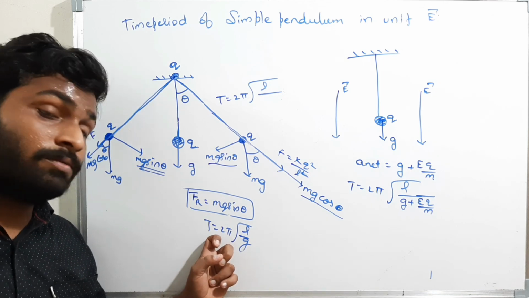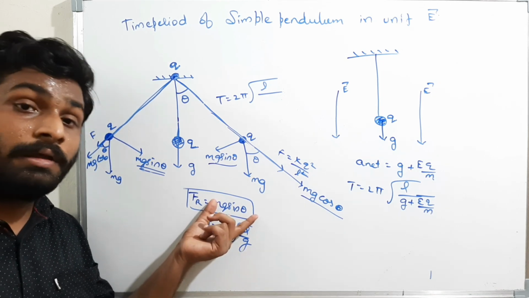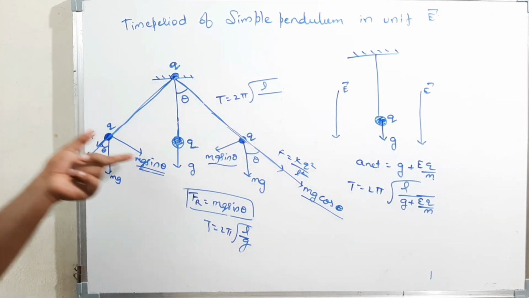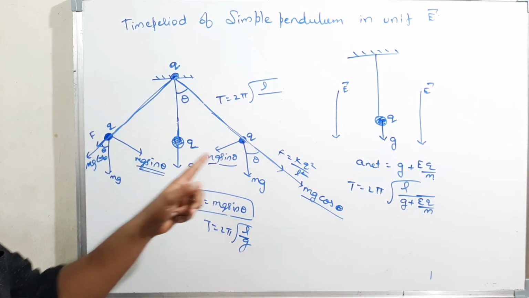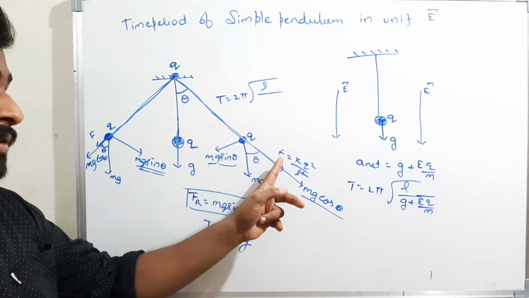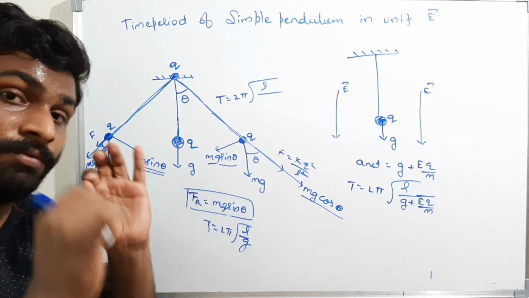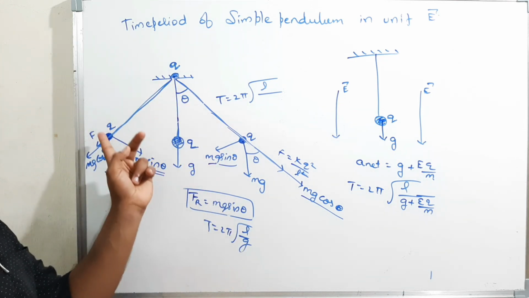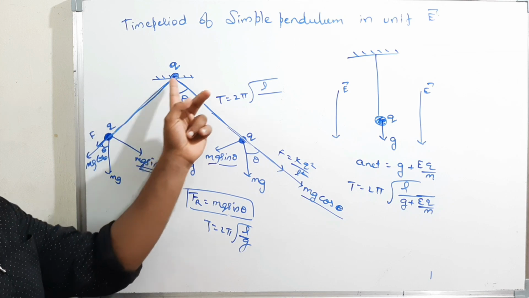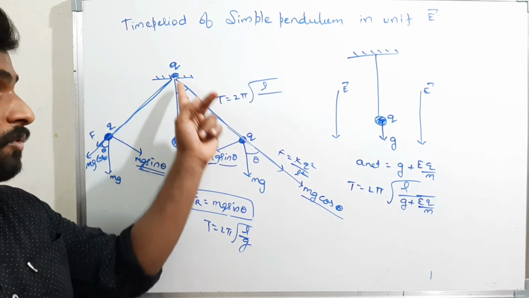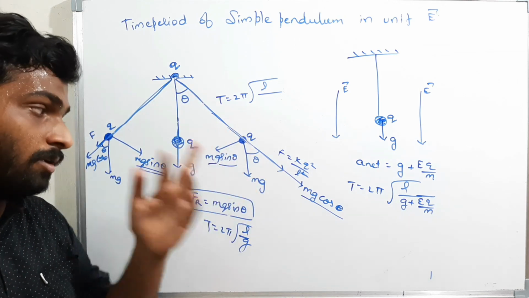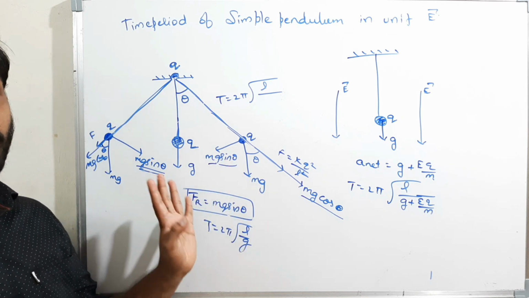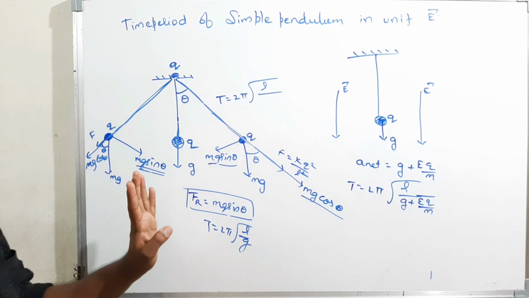The time period of the pendulum will depend on the magnitude of the restoring forces. Whatever be the position of the bob, the restoring force is only mg sin theta. This F is not contributing any restoring force. Therefore, the time period won't change. The time period of the simple pendulum when the charges are placed at the starting and ending points, even though there is a force, that won't give any restoring force. Therefore, the time period is 2 pi root of L by g. That's all. I think this is clear.